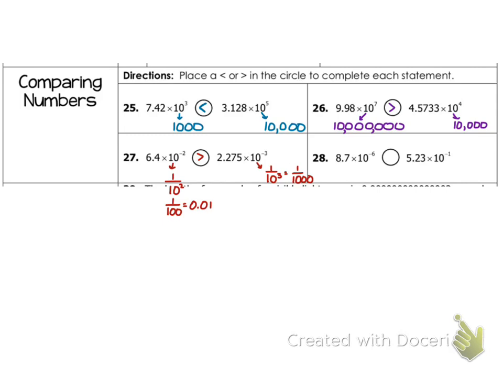And then 28, the other thing you could do to compare these is write them in standard form and then just compare them in their decimal form. And then 28, 10 to the negative 6 is way smaller than 10 to the negative 1, so the larger one is the one with 10 to the negative 1 as a factor. All right, and the last part, the applications.